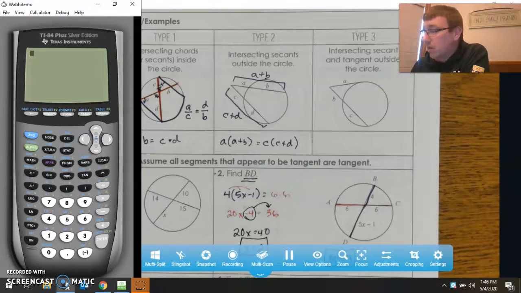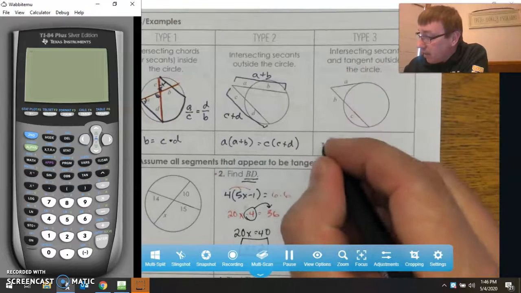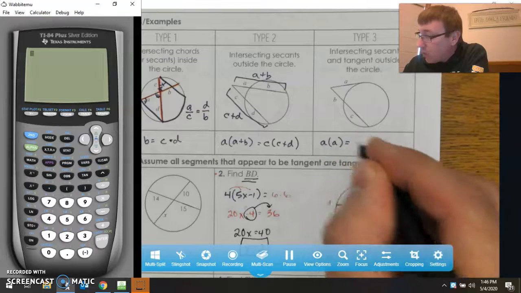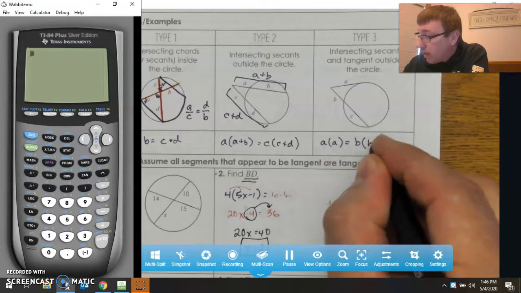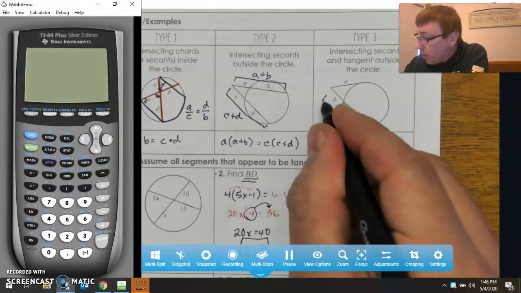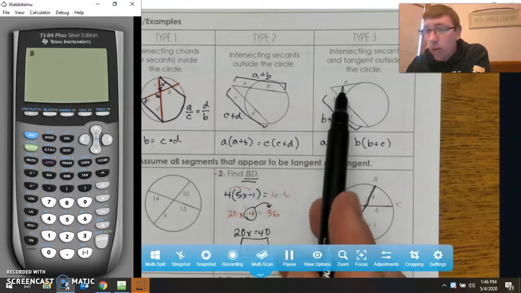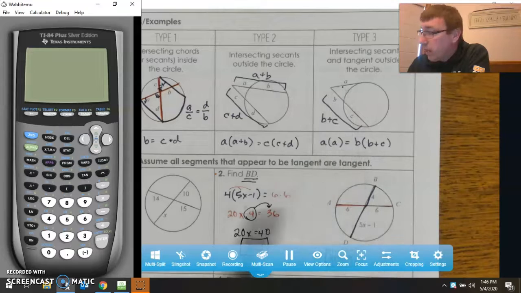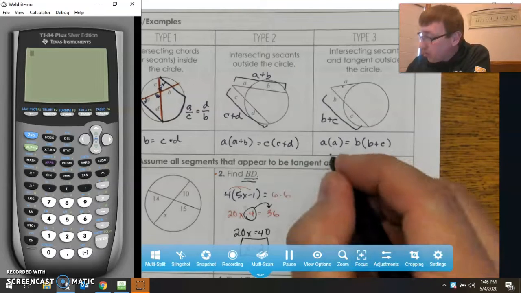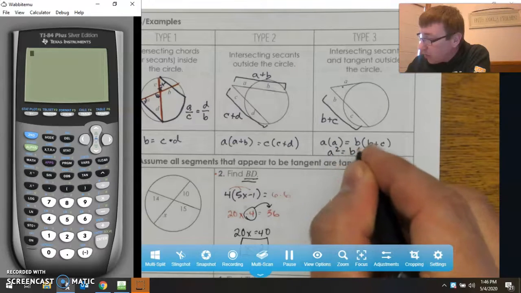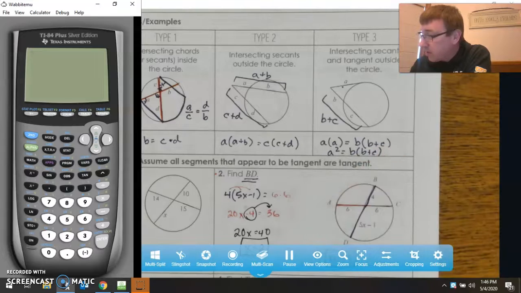Now it's going to be the same for type 3, when we talk about a secant and a tangent that intersect outside the circle. It's going to be the outside times the whole thing equals the outside times the whole thing. Now the outside and the whole thing are the same exact here, so that's why I get A times A, which is A squared, equals B times B plus C.